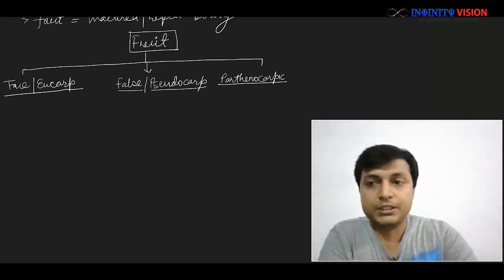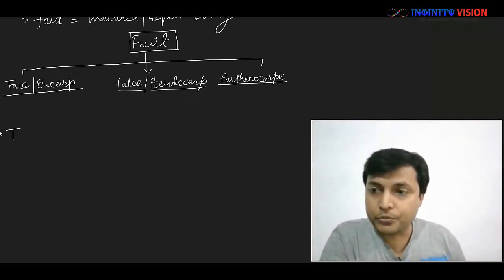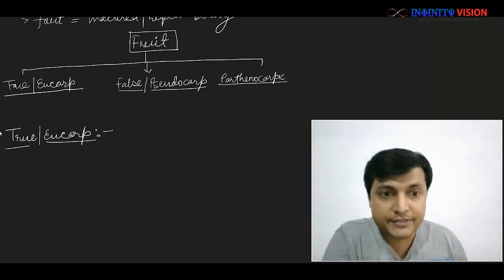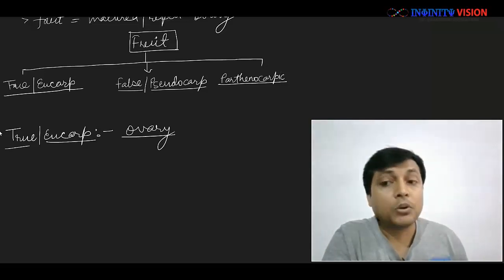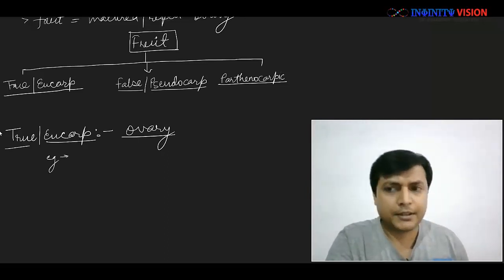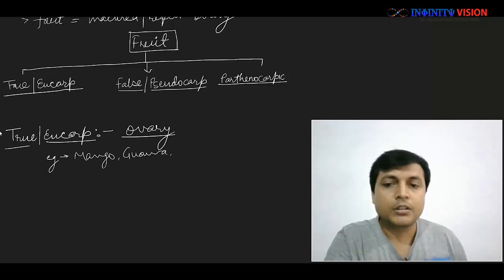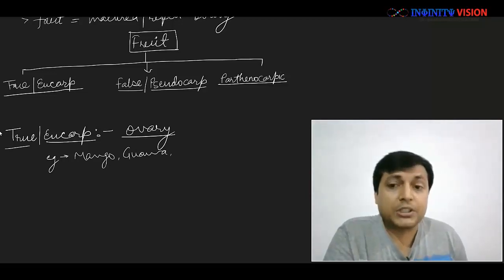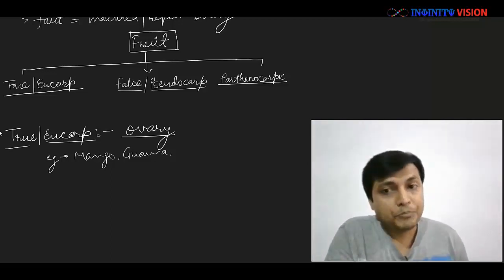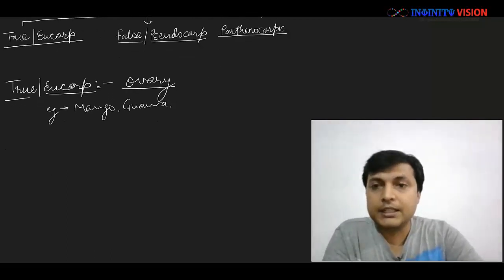Now let us see what these are. When we are talking about true fruits, or eucarp, all the fruits that develop from ovary are called true fruit or eucarp. Examples like mango, guava, okay. So most of the fruits that you see, like papaya, right, these all are what? True fruits, yeah, eucarp, okay. Let us see the false fruits, okay.